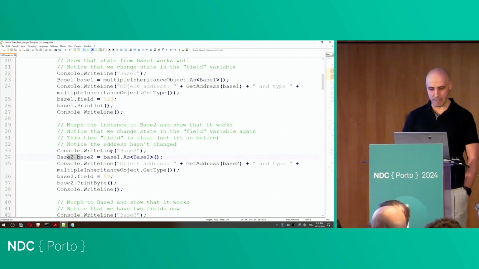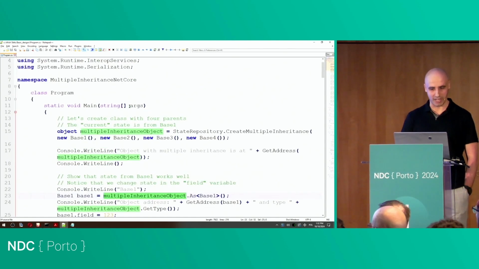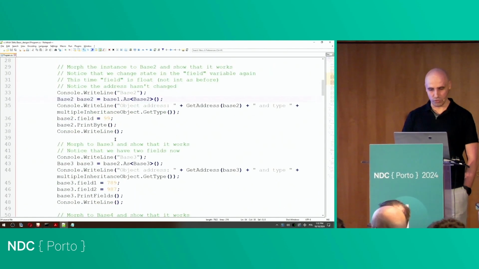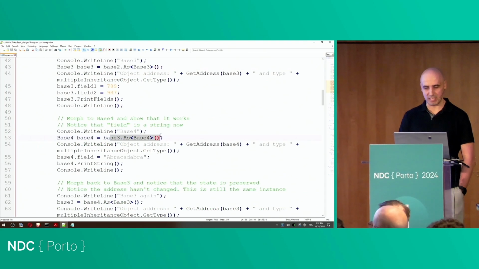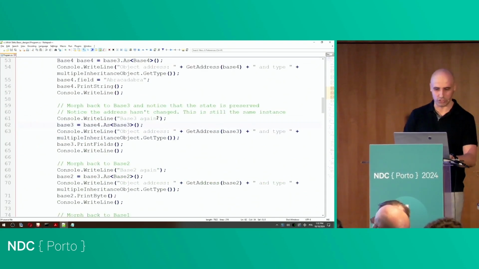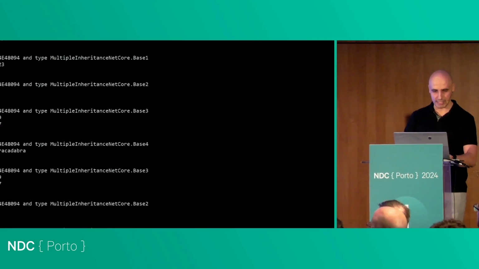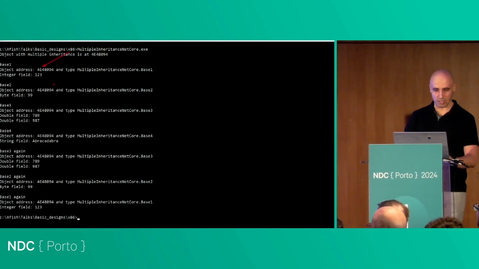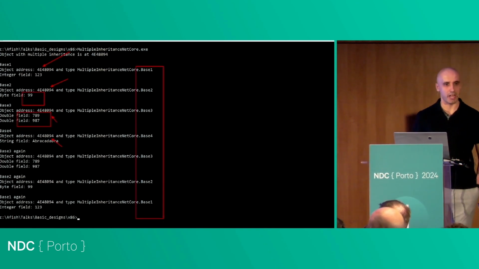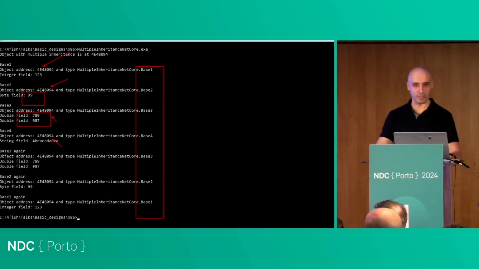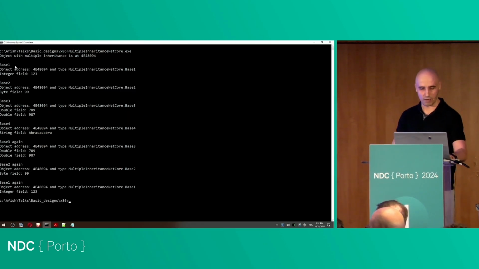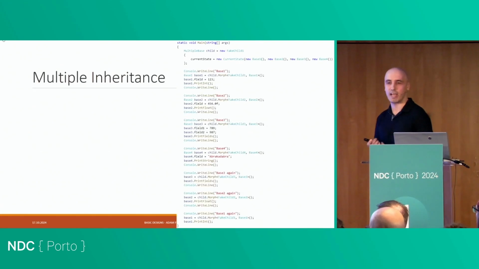We do the same for base 2. Notice that we take the base 1 object, the one that was initially the multiple inheritance object here. We take it as base 2, we take base 2 as base 3, we take base 3 as base 4, then as base 3 again, and whatnot. And if we run it, what do we have here? Well, the address of this object is always the same. The content of this object is changing, and obviously, the type of this object is changing. So if you really want to have multiple inheritance, you can take a look at this piece of code. Now, coming back to the slides, let me ask you this question at the very end of the day.